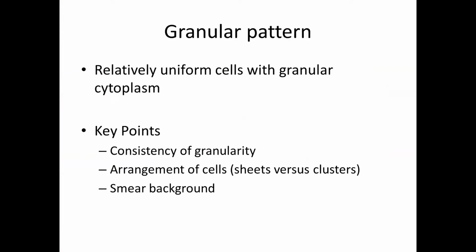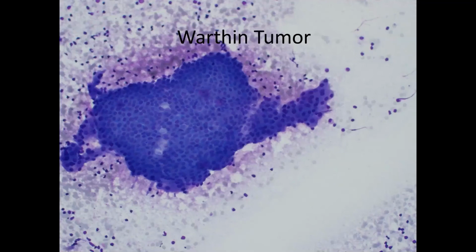Key things that you're going to want to assess: the consistency of the granularity, the arrangement of the cells, are they making sheets or are they making clusters, and also what is the background of the smear. So the consistency of the granularity is important, the arrangement of the cells or architecture is important, and the smear background is important. So here's just an example of a very classic Warthin's tumor.